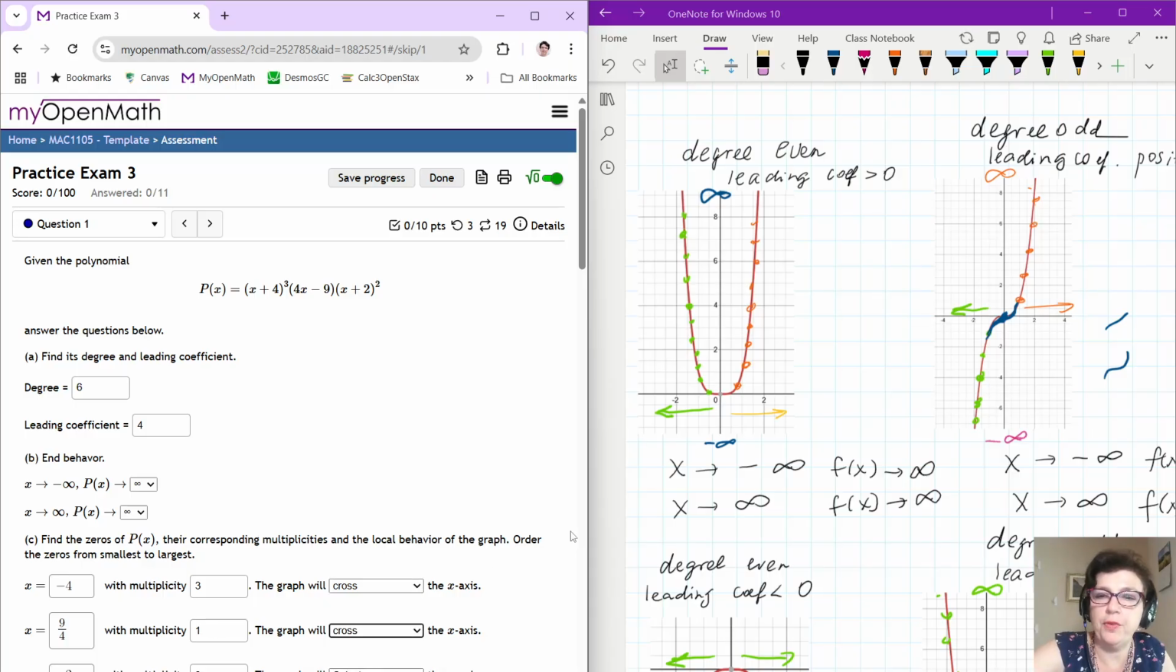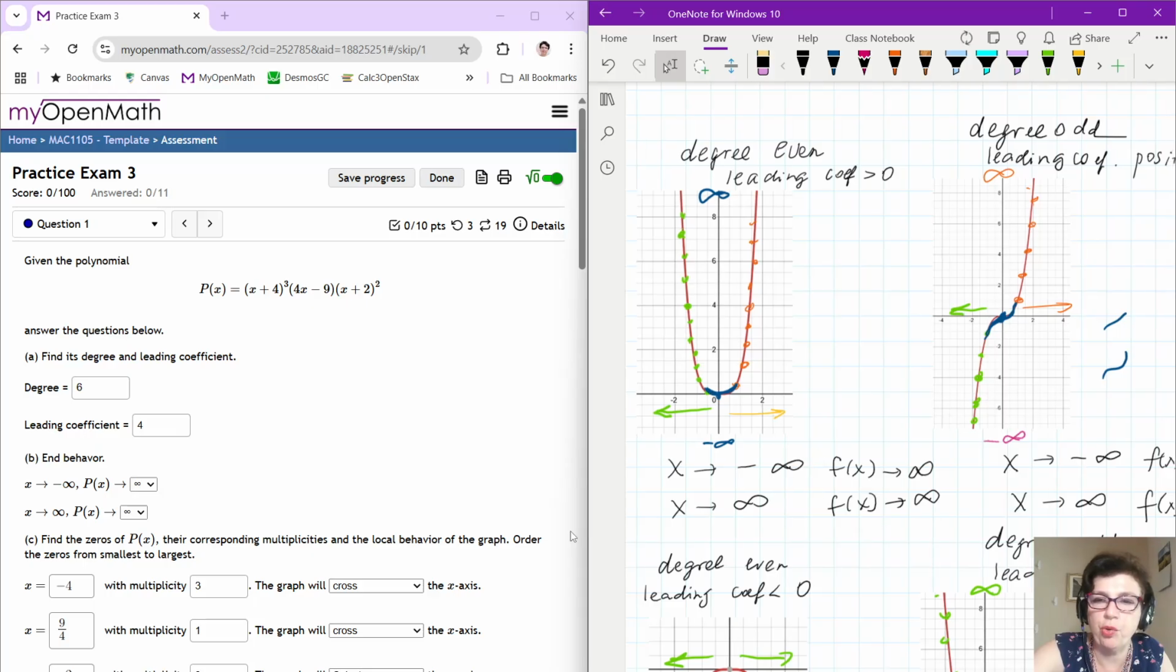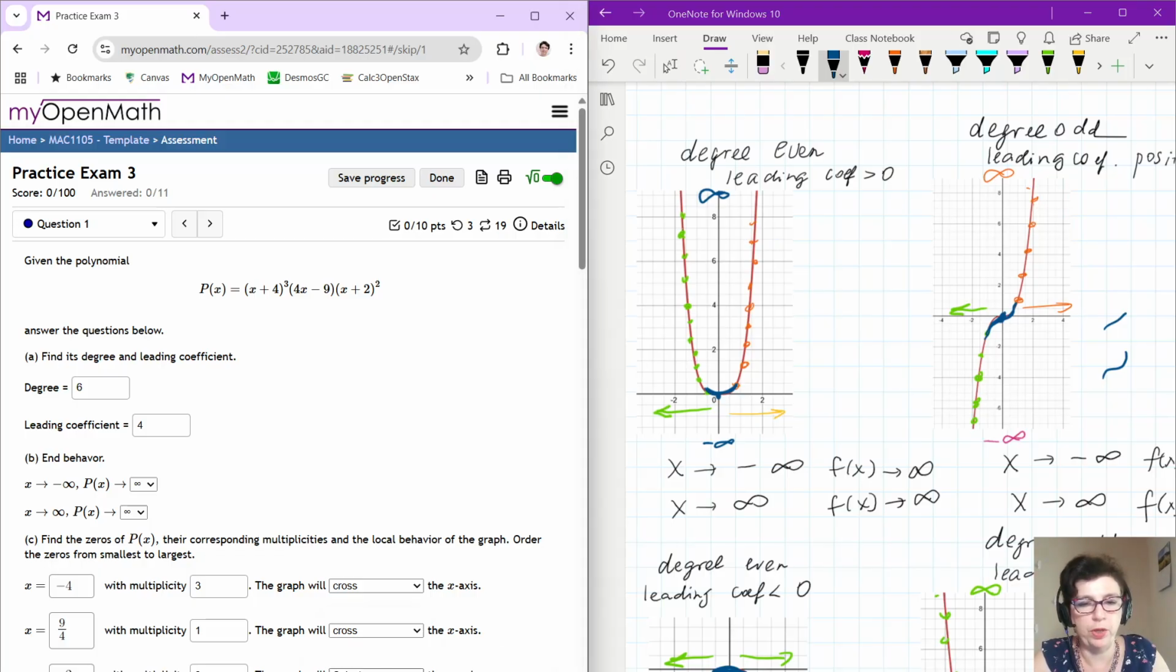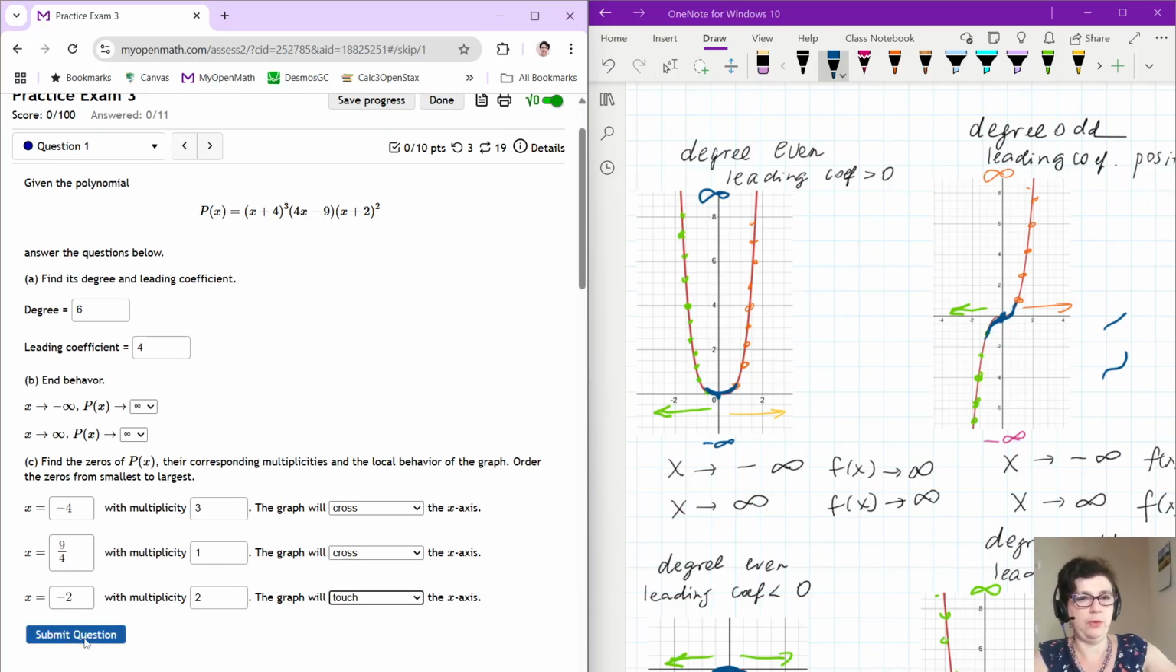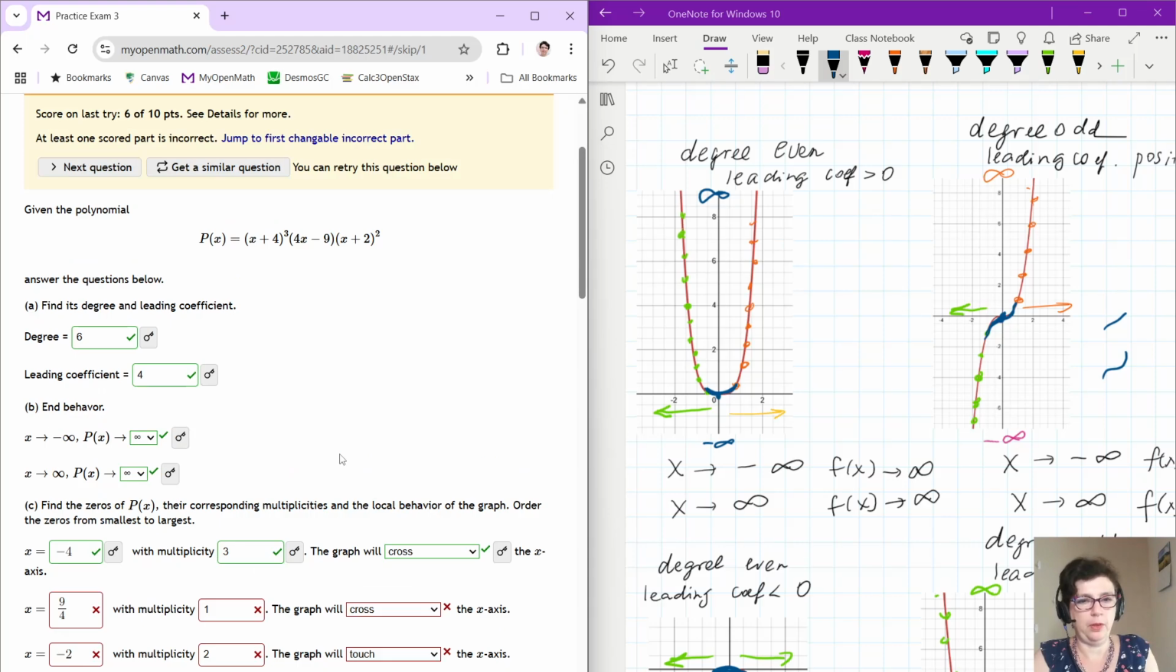Now, for the even, this is what's going to happen as it goes through zero. It'll just touch or bounce off the x-axis, and it doesn't matter whether it's positive or negative, it'll just bounce off. So this one is where it's going to touch the x-axis. Well, let's take a look and see if we got this right.